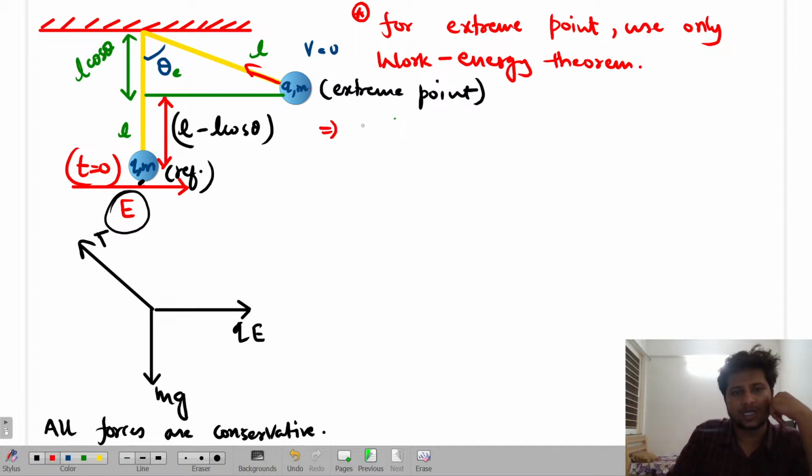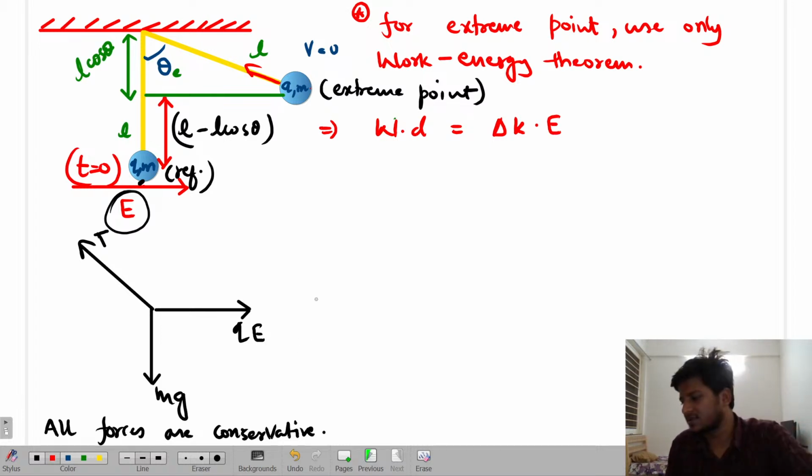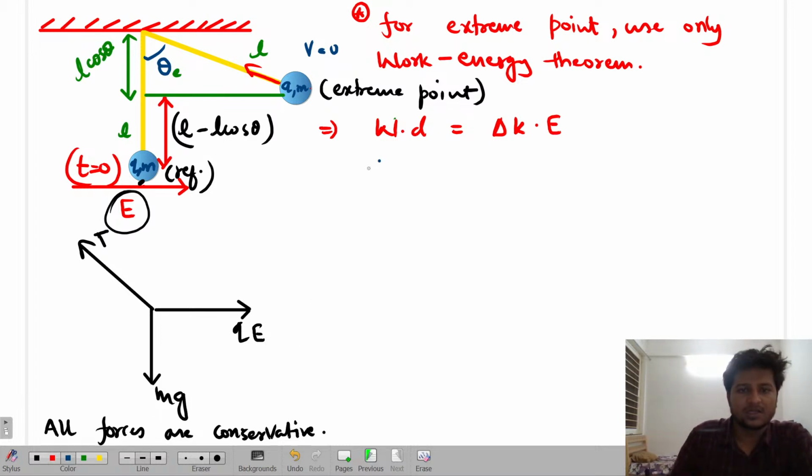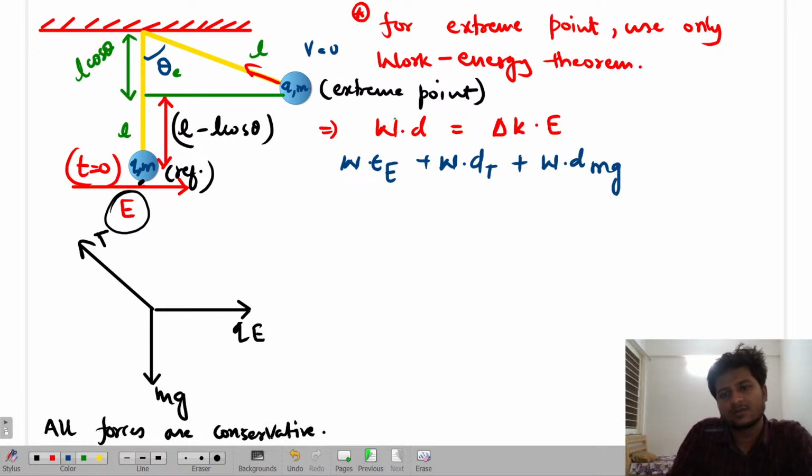So now I'll have to use work done is equal to change in kinetic energy, isn't it? And work done is what? I'll have to write the work done by electric field plus work done by tension plus work done by mg, and that is equal to change in kinetic energy. But change in kinetic energy क्या होगा? जीरो, क्योंकि यहाँ पर वेलोसिटी क्या है? जीरो, और एक्सट्रीम पॉइंट पे भी वेलोसिटी जीरो. सो चेंज इन काइनेटिक एनर्जी इक्वल टू जीरो.